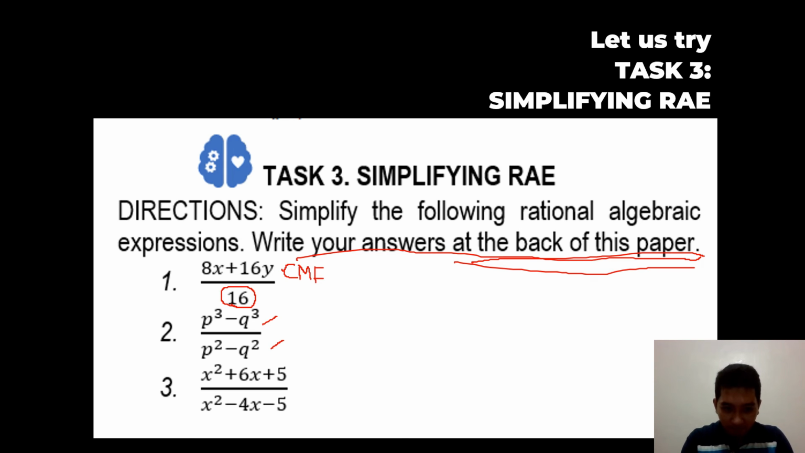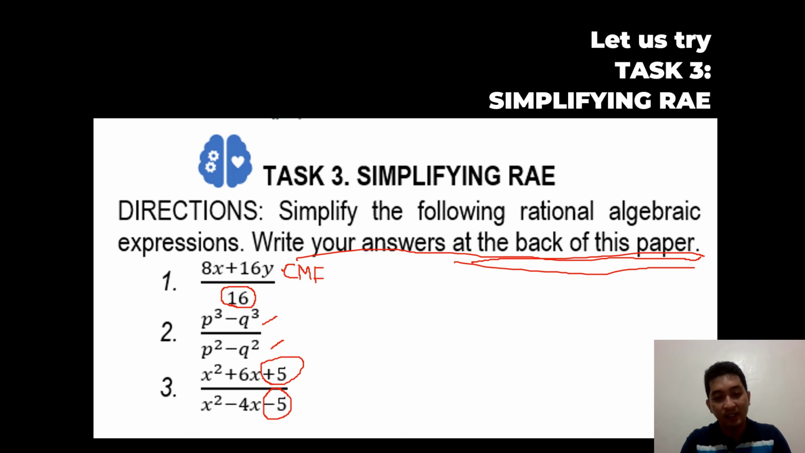Next, number 3: x squared plus 6x plus 5 all over x squared minus 4x minus 5. Ito ay dalawang trinomial. Napakadali lamang nito, dahil ang numerical coefficient of the first term are both 1. So hanapin na lang ang factors ng positive 5 na kapag pinag-add mo, ang sagot ay 6. Hanapin ang factors ng negative 5 na kapag pinag-add mo, ang sagot ay negative 4. And then, rewrite it doon sa iyong dalawang binomials.